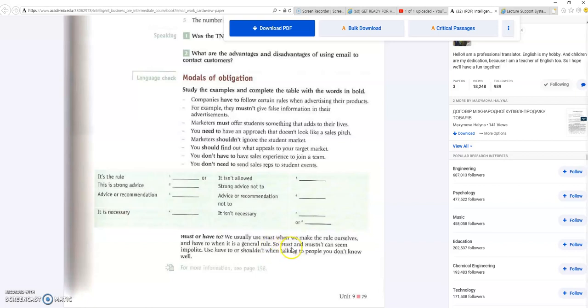So must and mustn't can seem impolite. Use have to or shouldn't when talking to people you don't know well. So keep that in mind. This is an etiquette piece here at the bottom. So rules that you would follow to be polite.